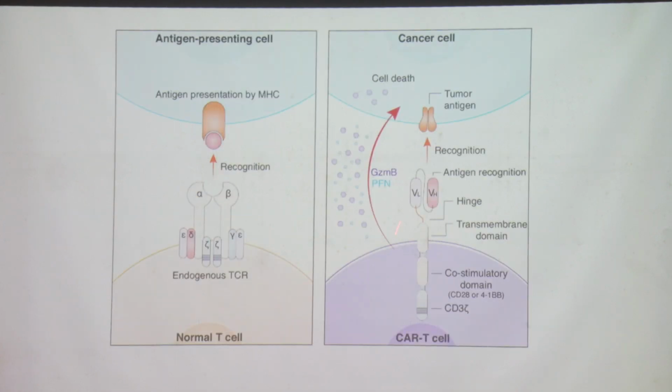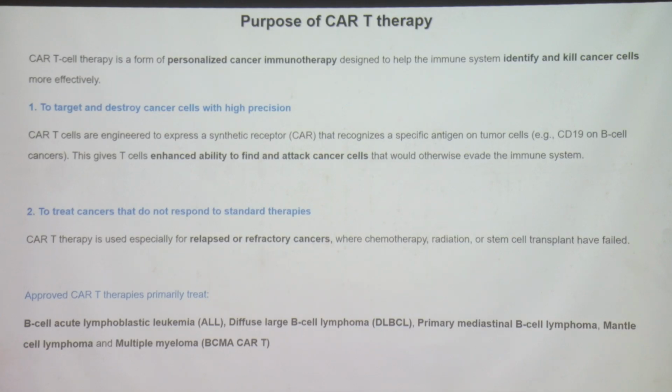So let's look at what is going on in here. What is this part here? Okay, in CAR T cells. So CAR T cell is a form of personalized cancer immunotherapy. So it targets and destroys cancer cells with high precision.